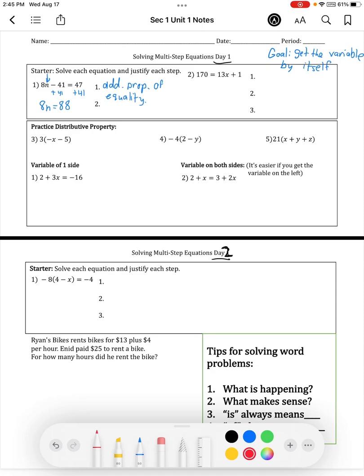Now what's keeping the n from being by itself? This 8. So how do we undo the 8? Well, what's the relationship between n and 8? Multiplication. So how do we undo multiplication? Division. So we divide this side by 8, divide this side by 8. That'll give us our answer, n is equal to 11. Let's just go ahead and finish writing out the property, the division property of equality.